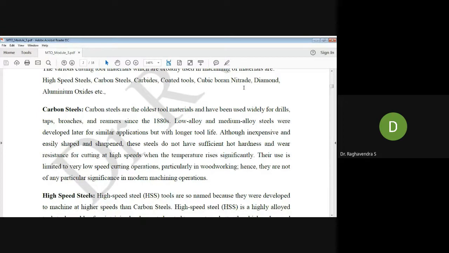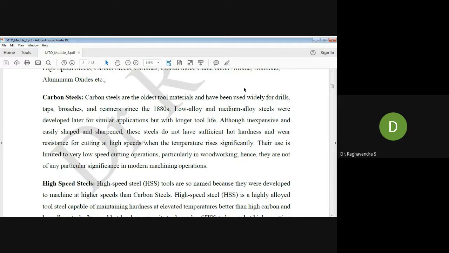Low alloy and medium alloy steels were developed for similar applications but with longer tool life. If you want the life of the tool to be longer, they will use carbon steel. Its use is limited to low speed cutting operations, particularly in woodworking. Whenever you have to cut wood material, they will use carbon steel. If you go to a carpenter, you see a number of tools with him, and all of these tools are made of carbon steel. Not only carpenters, they use carbon steel for some other purposes too, but always for low speed cutting operations.